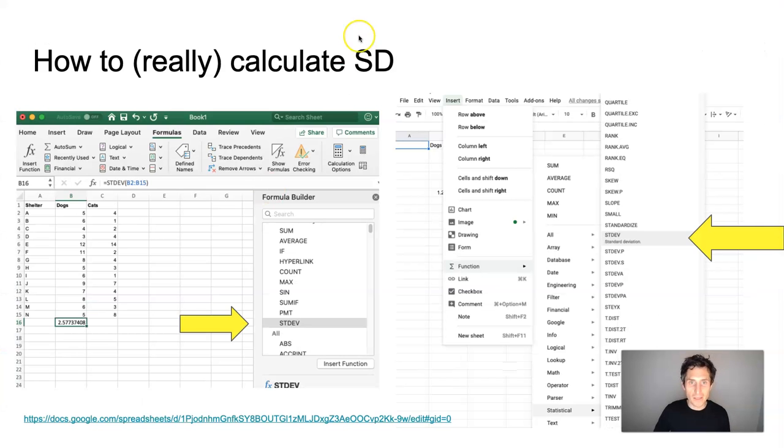So jumping back in, how we really calculate a standard deviation is that we usually use some sort of formula which is already built for us, just like we do for creating averages, sums, or maxes, right? In Google Sheets, you can find this by going to Insert, Function, and looking for standard deviation. If you know how to do standard deviations in Excel, you're simply looking at the formula builder and selecting.